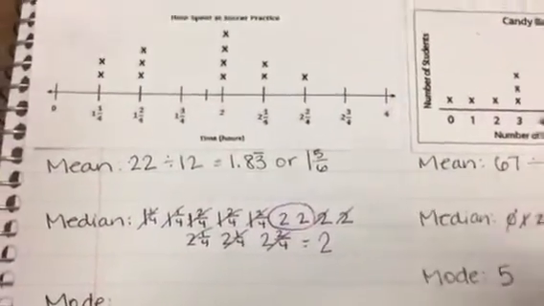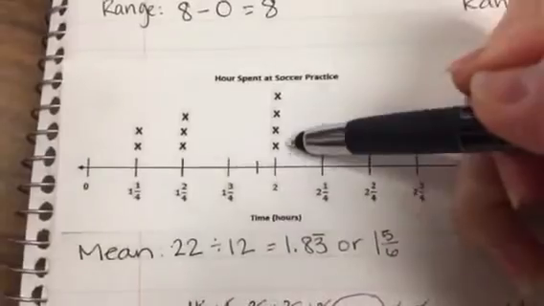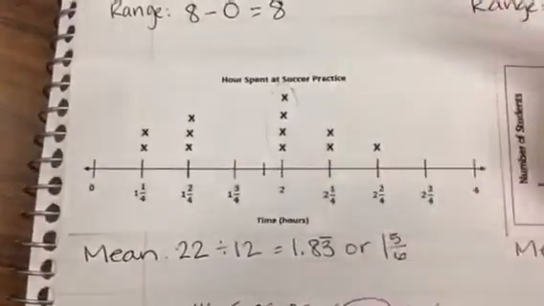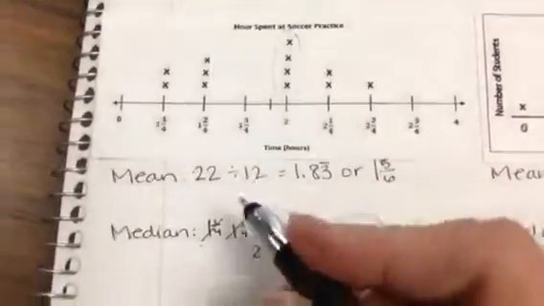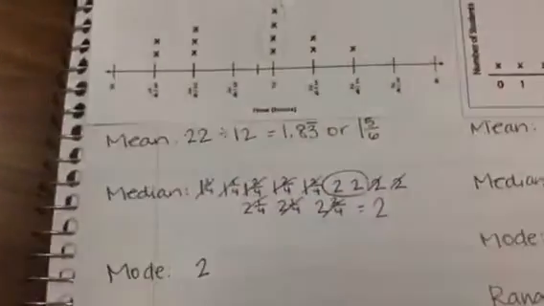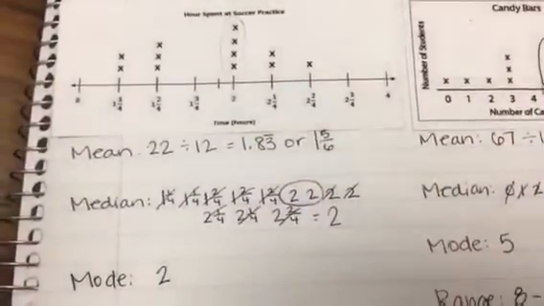Mode is easy. It's the one that appears the most in your graph. So if you look, this one appears the most, and that is the data of 2 hours. So the most common time spent practicing was 2 hours.